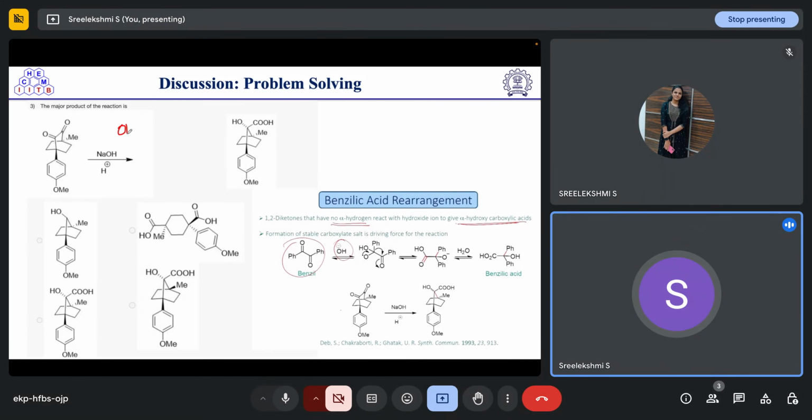It is initiated by the attack of the hydroxide ion on this center. So which gives the stable carboxylate salt? If it is attacking over here and forming the stable carboxylate salt, that will be the more preferred pathway than this one.